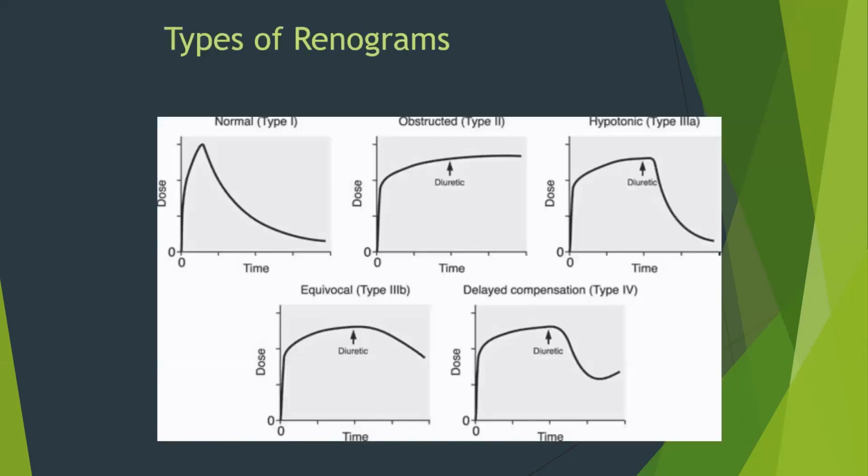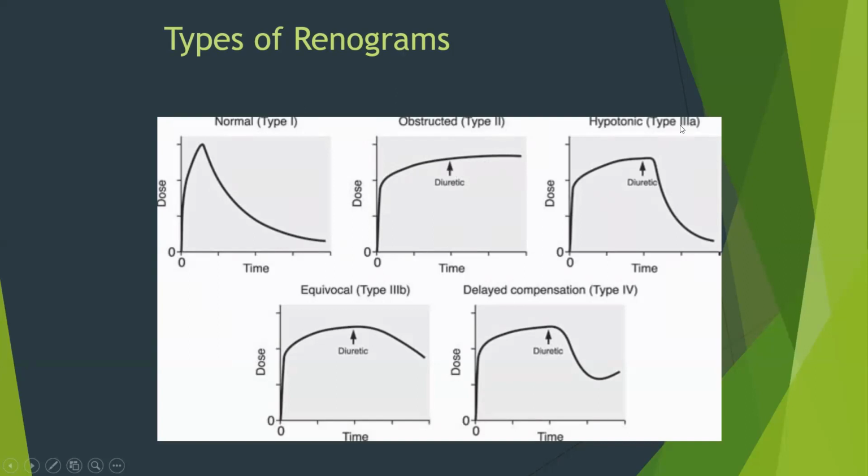And then when we look at the time activity curve or the renogram curve, this is what a normal renogram curve looks like, the type 1 curve, in which we see a good peak and good drainage pattern. The type 2 pattern is the obstructed, in which there is good tracer uptake, but the drainage is impaired. And even after Lasix, the drainage is not there.